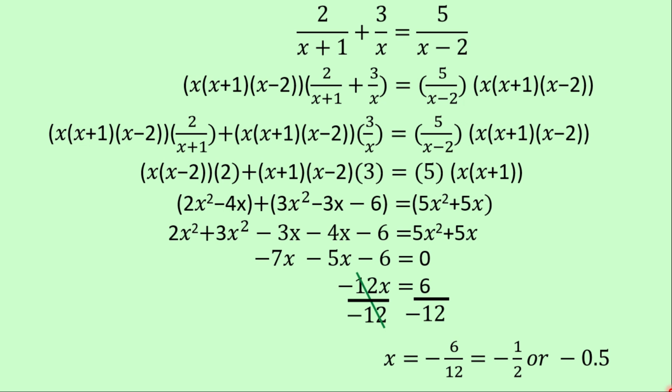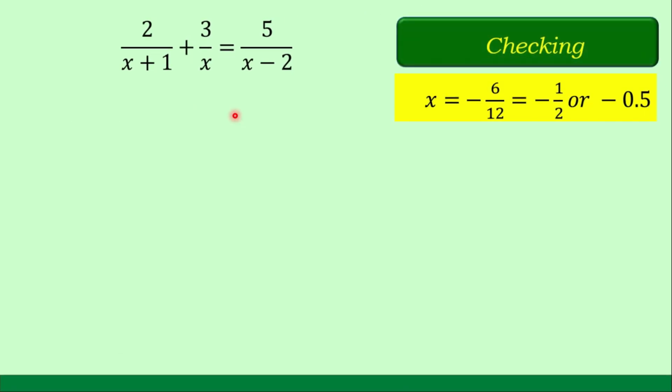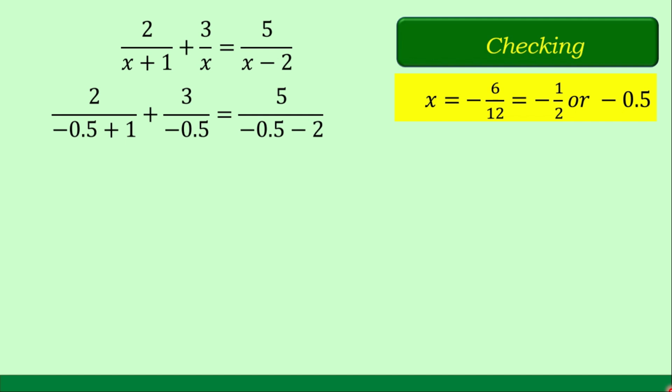And that's our answer. To confirm if our answer is correct, we'll use that value for the checking. We have here the original equation. We'll now substitute the value of x by negative 0.5. So it will look like this. We already have replaced x by negative 0.5. Let's perform the indicated operation. So we'll have this step. I hope you're able to follow.